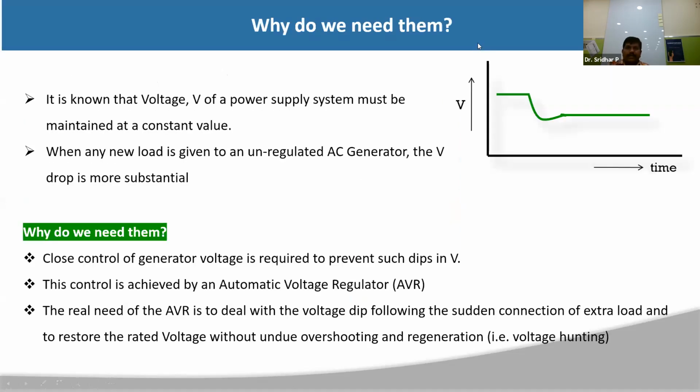So next, this we have also discussed. The voltage of the power supply system must be maintained at a constant value. Otherwise, see, this is the time axis, this is the voltage axis. Here, up to this point it is constant. Now there you can see there is a big dip. Because of this dip, what happens? The accuracy of the system suffers.